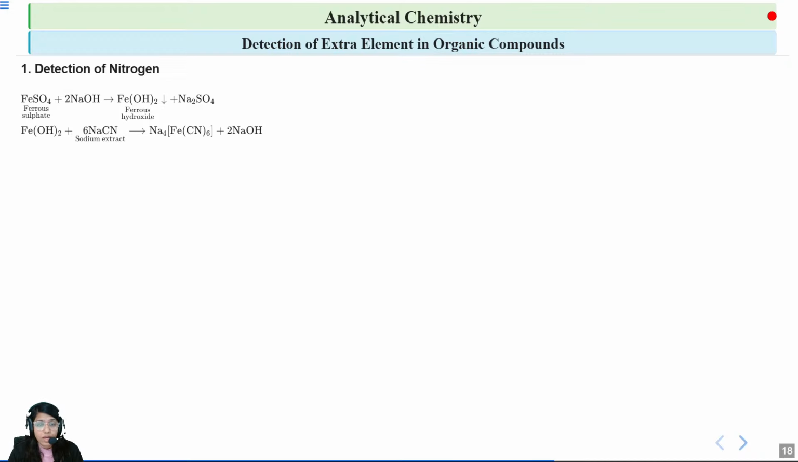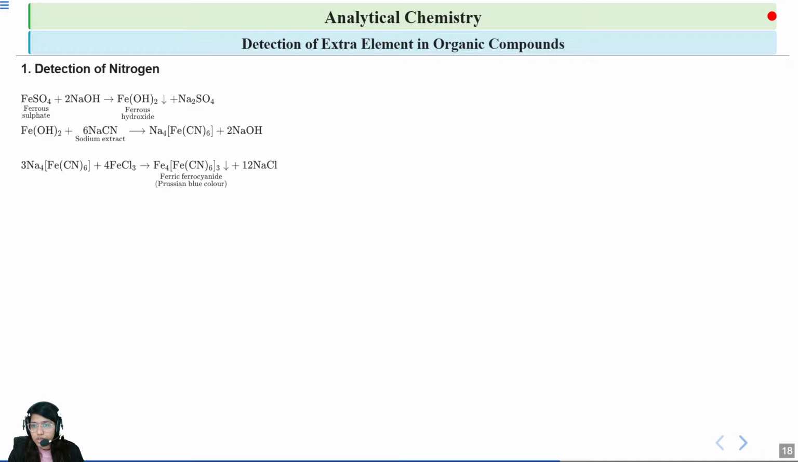It reacts with Fe2+, that is, ferrous hydroxide, where the iron is present in the +2 oxidation state. So it reacts with iron(II) hydroxide to form a stable complex ion, [Fe(CN)6]4-, which is then surrounded by sodium ions to form the final product, sodium ferrocyanide. What is the final product? Sodium ferrocyanide. Sodium hydroxide is also produced as a byproduct.